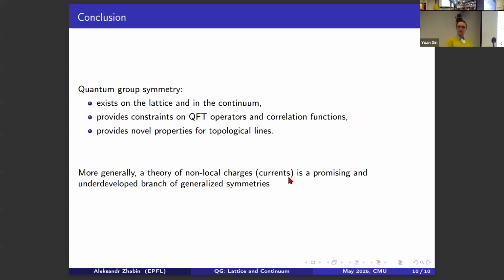So to sum up, quantum group symmetry exists both on the lattice and in the continuum. It provides constraints on QFT operators and correlation functions, and it provides novel properties for topological lines. And more generally, I would like to conclude that the theory of non-local charges is a promising and underdeveloped branch of generalized symmetries. So thank you for your attention.